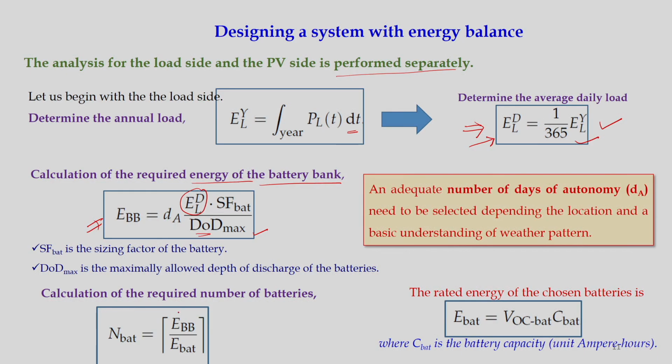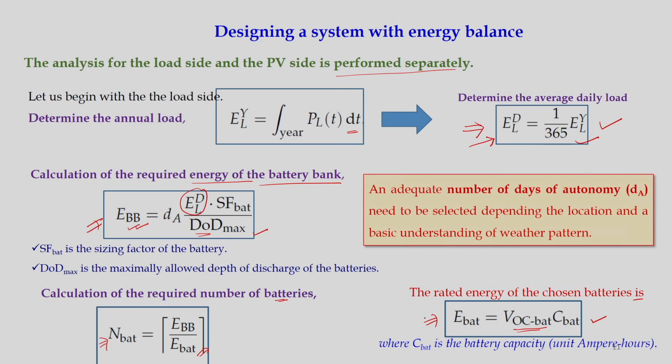Okay. Now, what we are interested in is the required number of batteries. Once we know this EBB, that is the energy to be delivered by the battery bank, and we know EBAT, then we can calculate NBAT, the number of batteries required. So, how to calculate EBAT? The rated energy of the chosen batteries is something like this. EBAT is VOC BAT, the battery VOC, multiplied by CBAT, the capacity of the battery, and then we get EBAT.